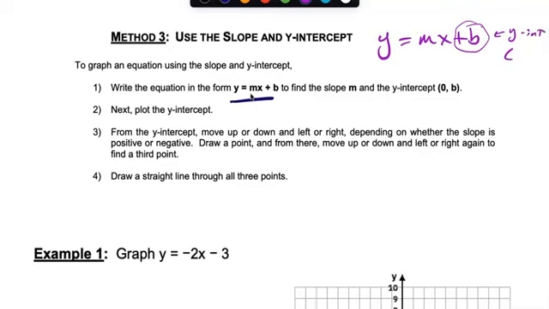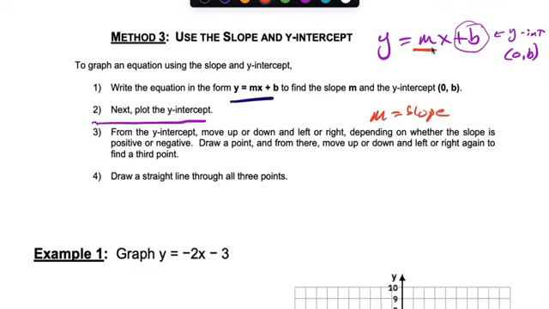There you go. So 0, b is your first point. It's like it says here: we're going to plot the y-intercept. Actually, the first thing you do is put it in slope-intercept form if it's not already in there. But after that, plot your y-intercept. And then we have the slope here. The slope is the m.